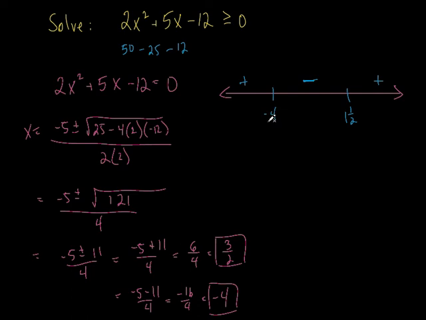So which numbers am I looking for? Am I looking for all the negatives, or am I looking for the positives? I'm looking for the positives. Why?